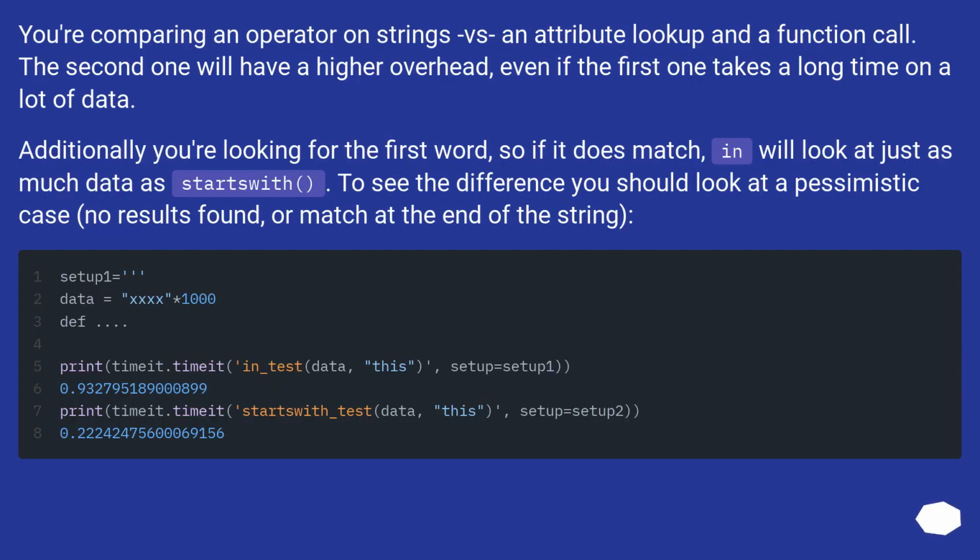You're comparing an operator on strings versus an attribute lookup and a function call. The second one will have a higher overhead, even if the first one takes a long time on a lot of data. Additionally, you're looking for the first word, so if it does match, in will look at just as much data as starts with. To see the difference, you should look at a pessimistic case, no results found, or match at the end of the string.